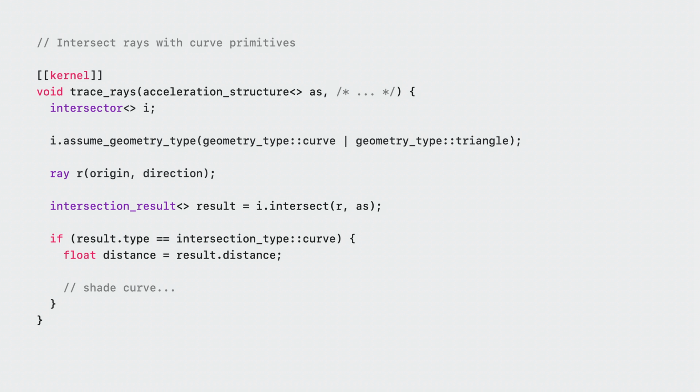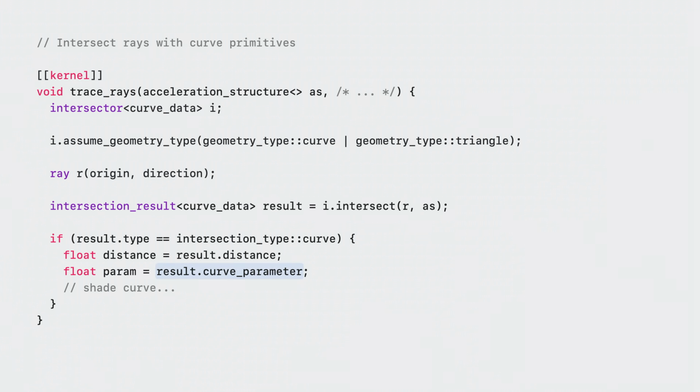If you use the curve data tag, then the intersection result also contains the curve parameter. This is the value you can plug into the curve basis function to compute the point along the curve where it intersected the ray. These functions are implemented for you in the Metal shading language. You can learn more in the Metal shading language specification.